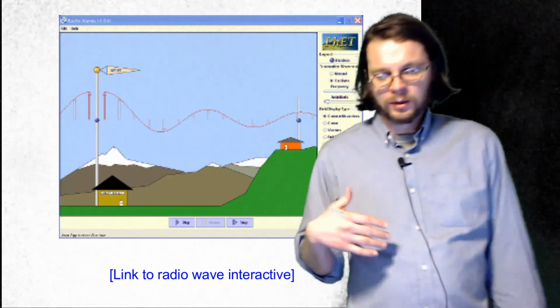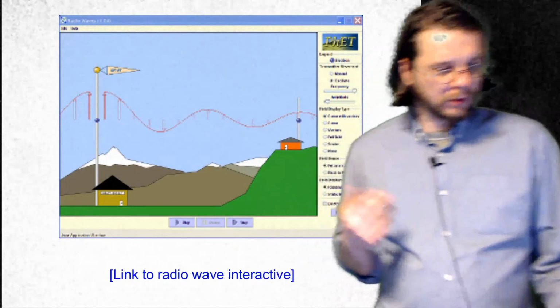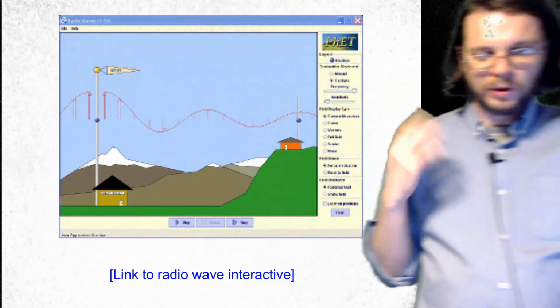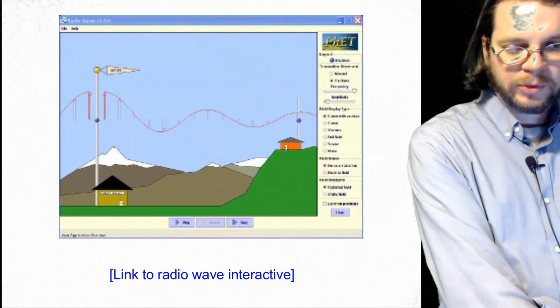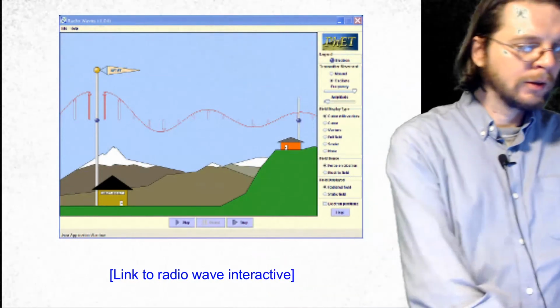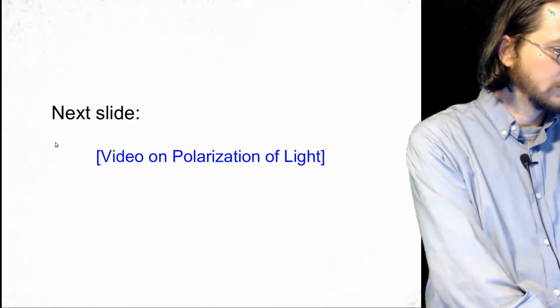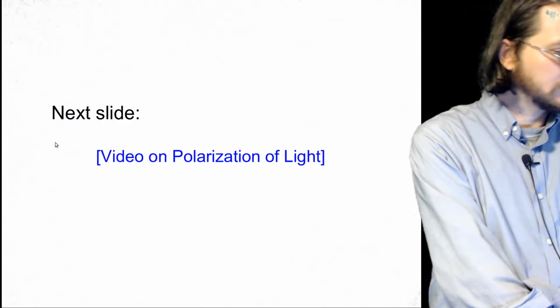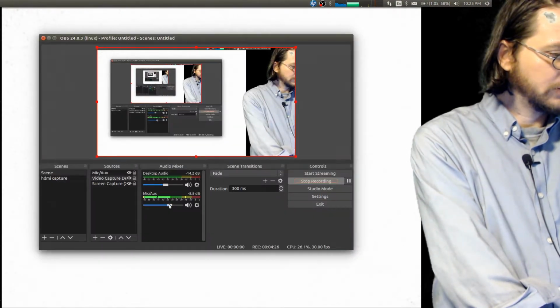The next thing is what's called the polarization of light. There's going to be a video, and I'm going to mute my microphone so the sound isn't terrible, and then I'll go ahead and play the video. You can also click on the link here just to see it. But let me go ahead and mute my microphone so there's not interference.